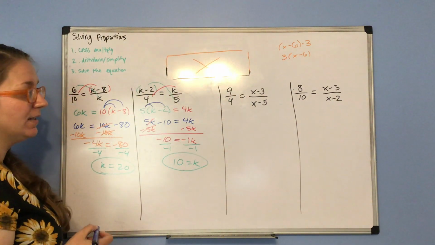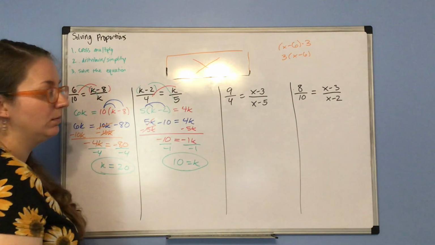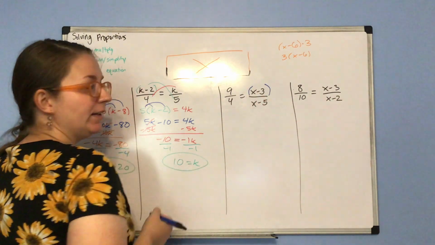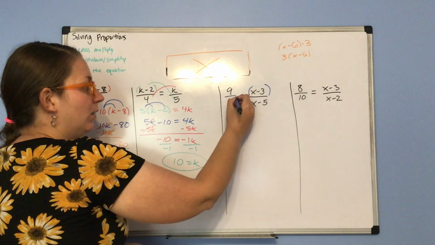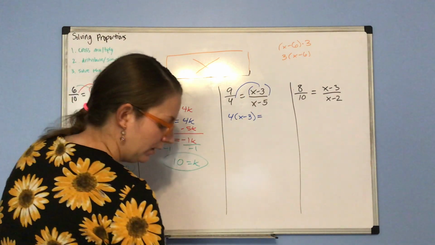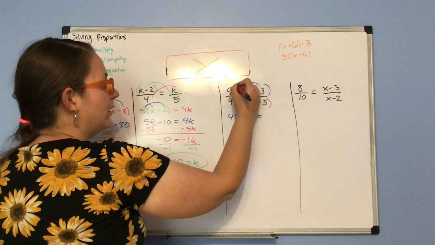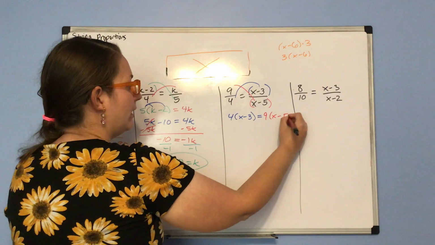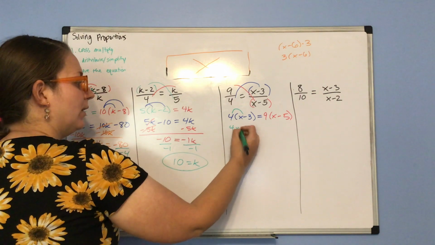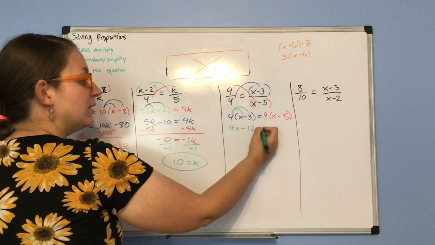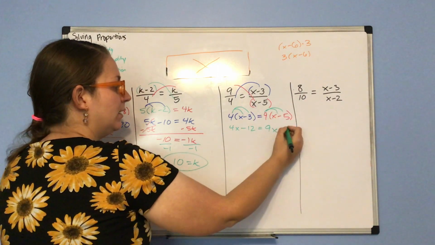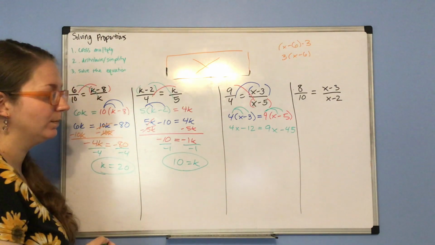Only thing that's a little different about these last two is we see things with 2 terms in 2 different places, but we're going to still follow the same steps. I like to put things in parentheses so I don't forget. I need to do 4 times x minus 3. And then on the other side, 9 times x minus 5. Now we distribute. 4 times x is 4x. 4 times negative 3 is negative 12. 9 times x is 9x. 9 times negative 5 is negative 45.